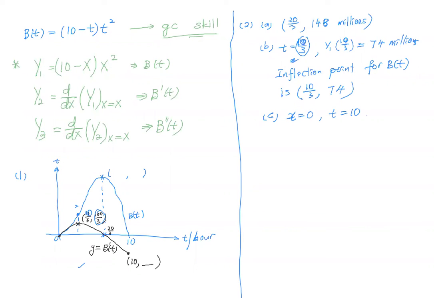Now we go to part 3. Now use these coordinates to state the time when all the bacteria are dead. So when are all the bacteria dead? Johan? Yes. When are all the bacteria dead?